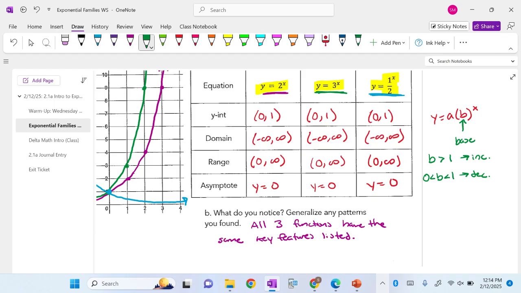Yes. The last part of that sentence. So, after saying the same features listed, one's increasing the other. All 3 functions have the same key features. Yeah. Yeah, it's really light, but it says key. It's easier to read on my computer, but then when you look at that, it's like, ugh.